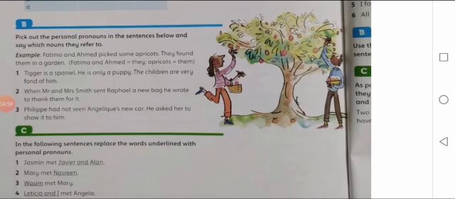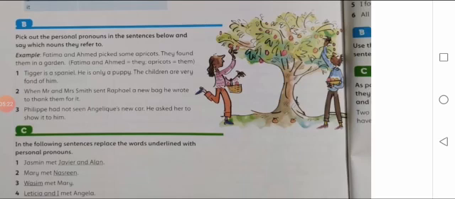Next sentence: when Mr. and Mrs. Smith sent Raphael a new bag, he wrote to thank them for it. So here the nouns are Mr. and Mrs. Smith and Raphael. He is used for Raphael, and he wrote to thank them. Them is used for Mr. and Mrs. Smith. In this way, you will do the next sentence.